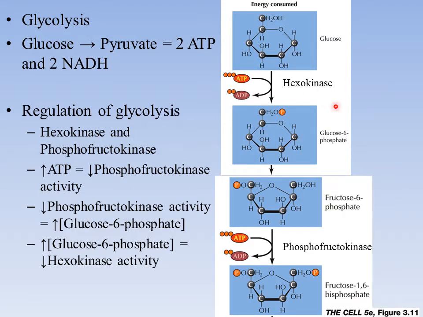So we're going to have an inhibition of this enzyme, hexokinase, and as a result of that, we're going to have an increase of glucose concentration. This glucose, if it's not going to be broken down for ATP, will likely be stored in the form of glycogen.